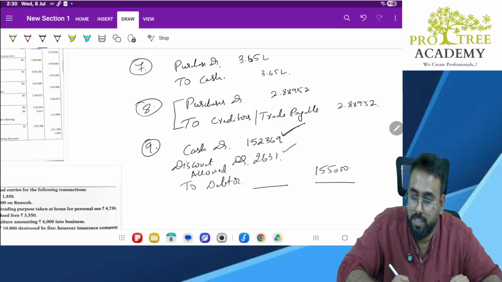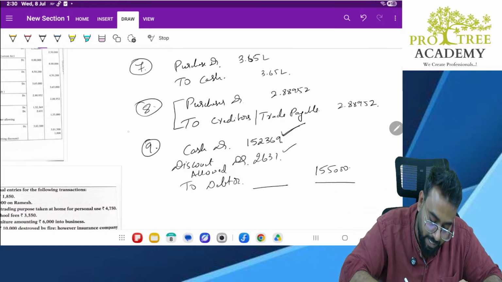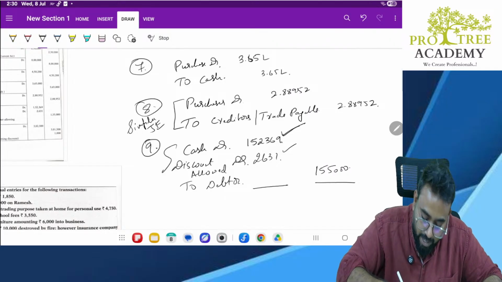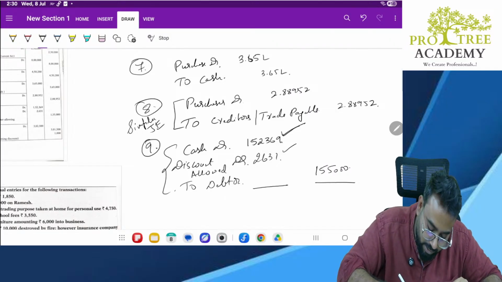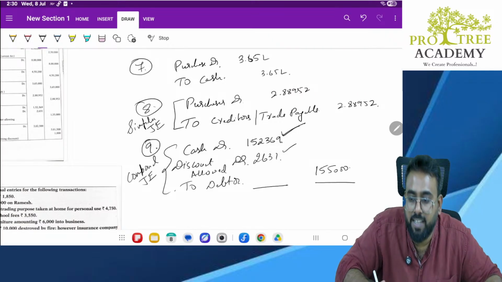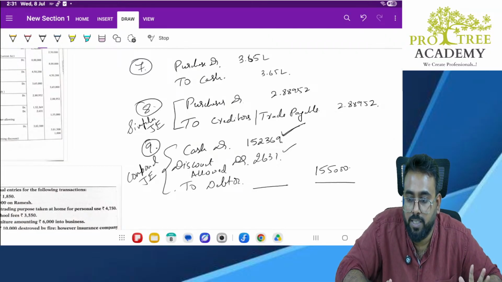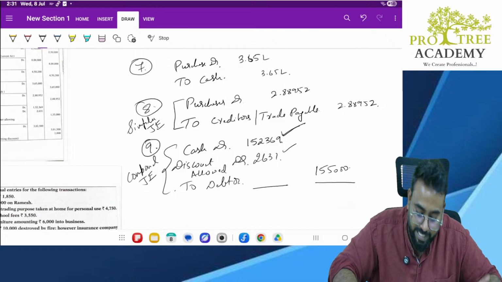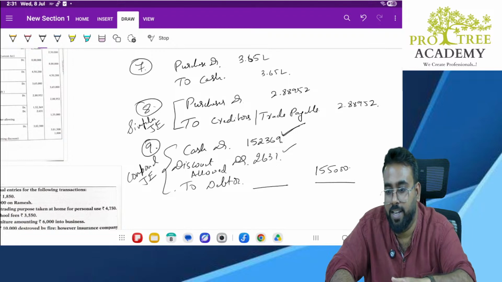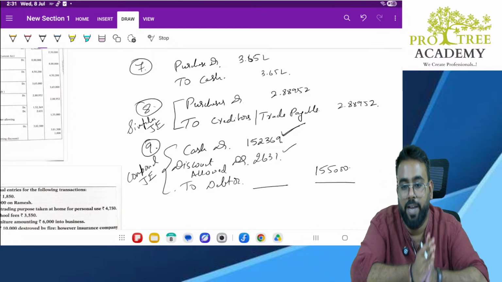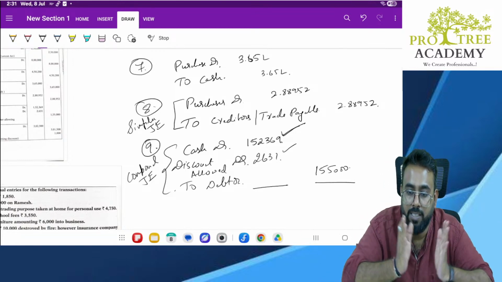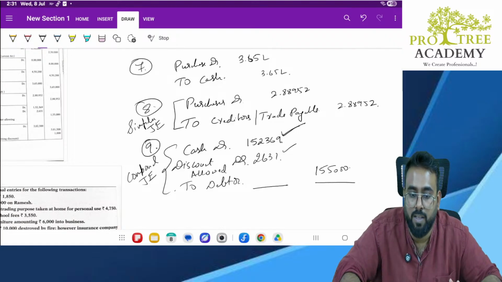Now, one more thing. This type of entries where one debit, one credit are called simple journal entries. Clear? Where there are more than one debit or more than one credit, it is called compound journal entries or combined journal entries or complex journal entries. Whatever you want, you can call. Clear? Yes? Because we could have passed two journal entries. One cash debit to creditors, one more discount debit to creditors. Instead of doing two entries, we are combining and passing one single entry. That is why it is called compound or combined. Clear everyone? Yes?